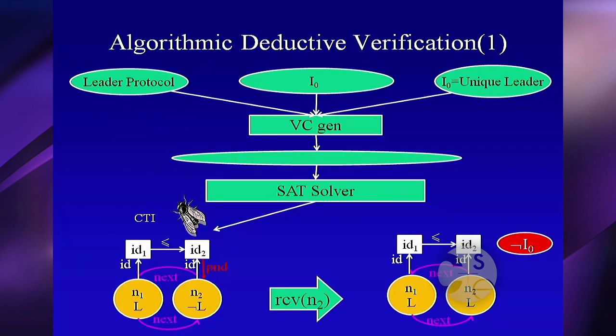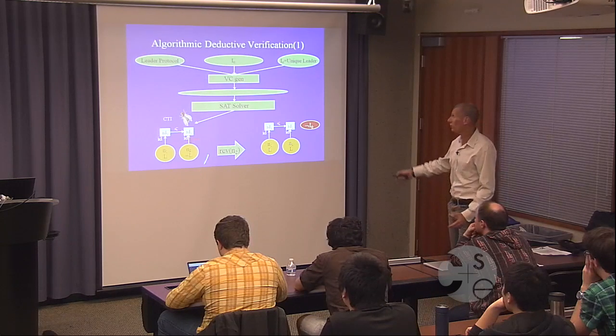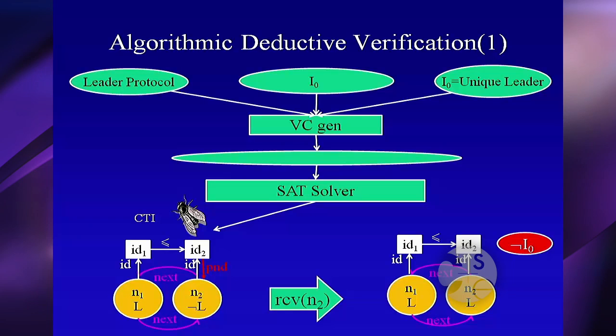So let me show you this in the context of the ring. Okay, so I gave this thing to the SAT solver. You see the property on the ring, the leader election, is that I have a unique ID. Here's the leader, and you see, I give the candidate inductive invariant to be the property that we want to prove. And I feed the formula to the SAT solver, and the SAT solver gave us a counterexample. Once again, it's not a counterexample to the code, it's a counterexample to induction. It says that if I start with something which satisfies the invariant, and after one step of receive, the invariant is broken.